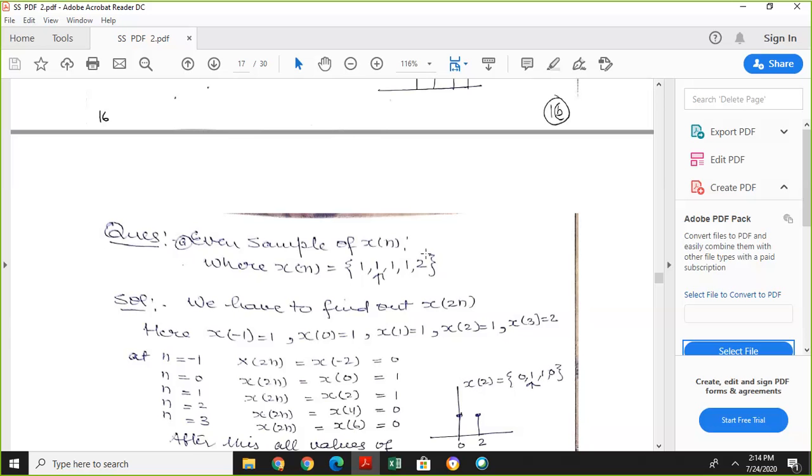From this sequential representation, the value of x of minus 1 is 1 because here the value of n is 0, here the value of n is 1, and here the value of n is 1, 2 and 3. So the value of x of minus 1 is equal to 1, x of 0 is 1, x of 1 is equal to 1, x of 2 is equal to 1 and x of 3 is equal to 2.